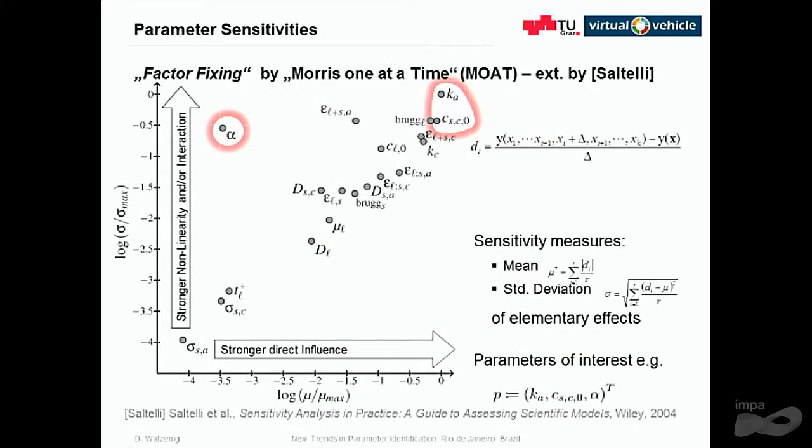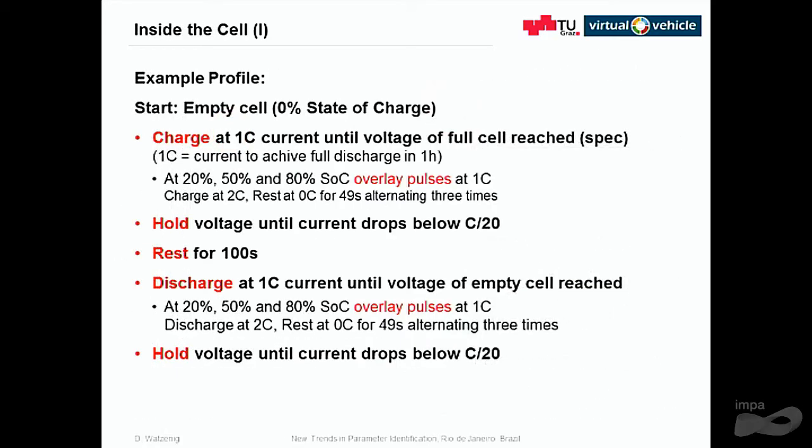Our first approach, of course, was to work out which parameters are important, and we are talking about 70 parameters. We did this very engineering-style closed approach, the so-called factor fixing, more precisely one at a time, so that you can work out the direct influence of parameters and the degree of nonlinearity. You see that those parameters which are in that range should be considered more than those parameters which are here. We are talking about diffusion coefficients, porosity coefficients, and so on.